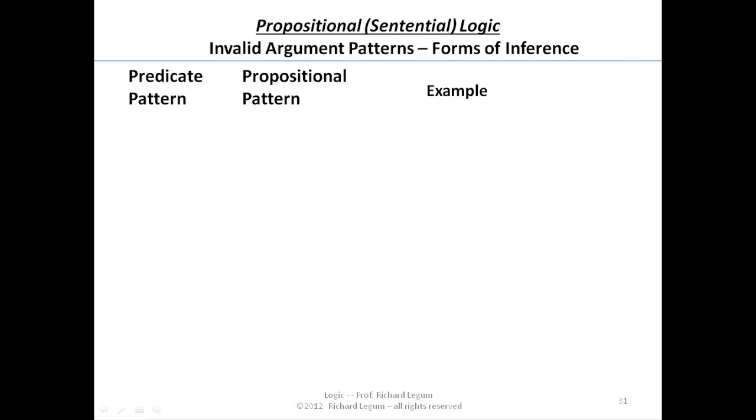We're now going to conclude by considering two invalid argument patterns, two invalid forms of inference, bad forms of inference, and we're going to see that they're analogous ones with the predicate logic and with the propositional logic related to conditionals, related to if-thens. The first example we want to get is our first bad inference in predicate logic, the predicate pattern: all A's are B's, X is a B, therefore X is an A. Not a good form of inference.